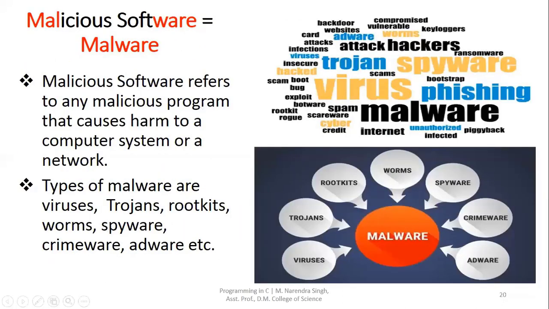Now let's go to the third kind of software, that is malicious software, which is in short known as malware, taking the mal from malicious and ware from software. Malicious software refers to any kind of malicious programs or software that causes harm or corrupts a computer system or a network. Their intention is not good. There are lots of malware types. Some of them are viruses, trojans, rootkits, worms, spyware, crimeware, and adware. Let's see this one by one in the next slide.